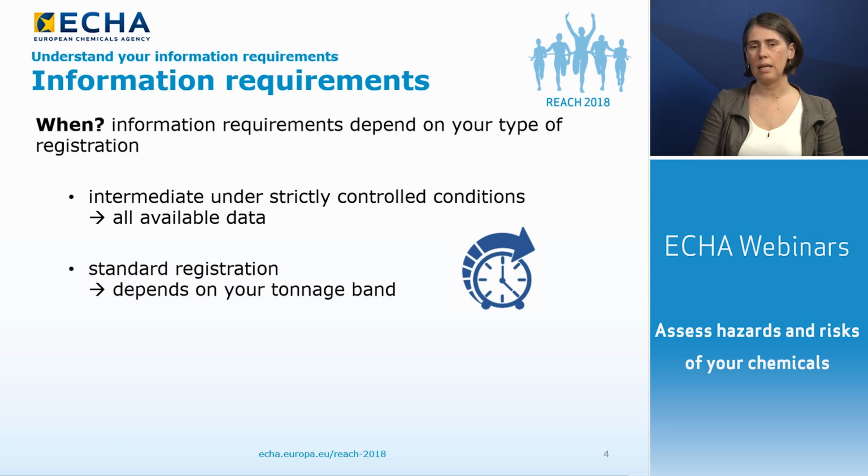Your first activity in this phase of your preparations, which we already briefly introduced in the previous webinar, is to understand which data you need for registration, which depends on your tonnage band, and if you will do a standard registration or a registration for an intermediate under strictly controlled conditions. For the registration of an intermediate substance, you only need to supply the data you have available, so you are not required to buy additional data.